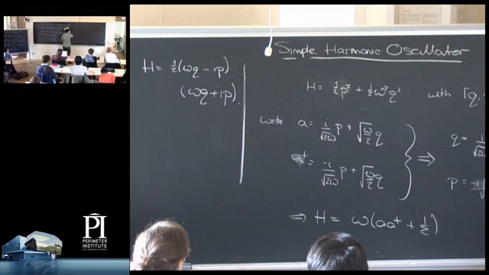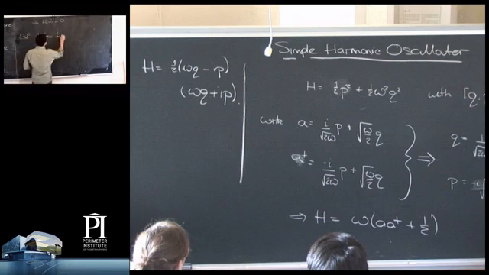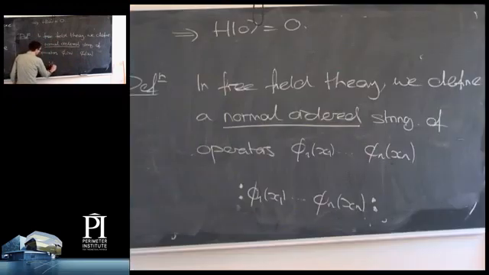Okay. So in general, let me just give a definition. In free field theory, we define a normal ordered string of operators. Suppose I have any bunch of fields evaluated at any point. Then these are now all operators, so the ordering matters. I'm going to define the normal ordered guys, and whenever I mean normal ordered, I'm going to put colons outside the string of operators.